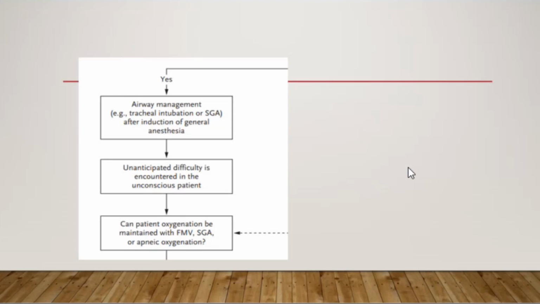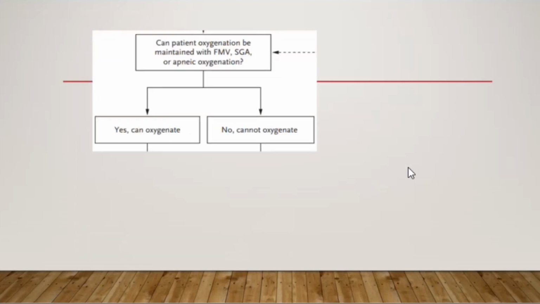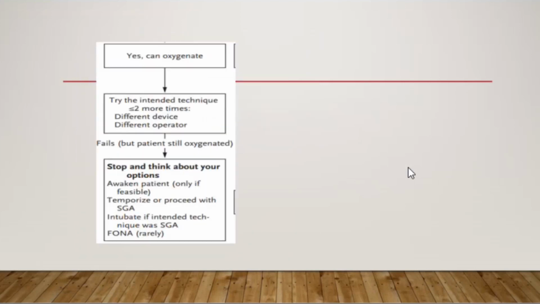So see whether we can maintain oxygenation by mask ventilation or supraglottic airway. If we can maintain oxygenation, then continue, trying intubation with a technique, fewer than 2 attempts, a different device or a different operator. If it fails, stop there and think what to do next. Whether you want to awaken the patient. Most of the time in an ICU scenario or in an emergency scenario, it is not possible. Then temporize, proceed with the supraglottic airway, then intubate through the supraglottic airway. If not possible, then go for front of neck access.